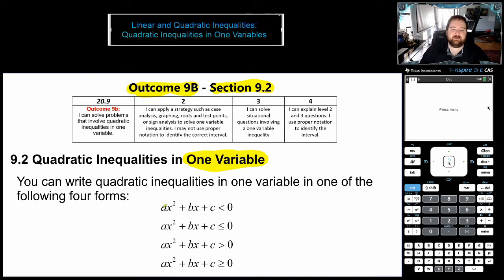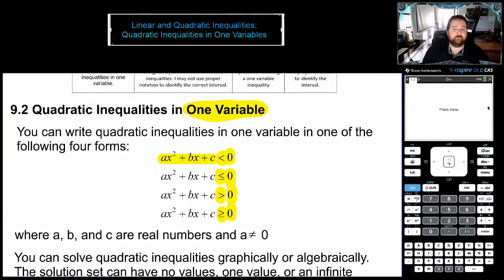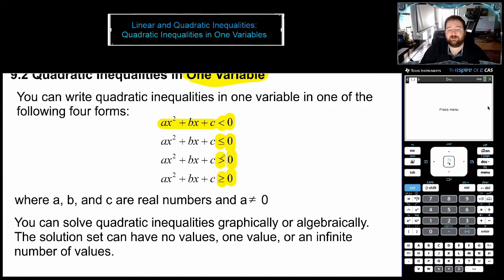So before we were dealing with things like ax squared plus bx plus c is less than y, which would have had two variables, the x and the y. The only difference now is that they're not set equal to y, they're going to be set equal to 0. So we're only dealing with one variable, the x variable. And it can be in those following four forms: less than, less than or equal, greater than, greater than or equal. A, B, and C are still going to be real numbers, and A cannot be 0.